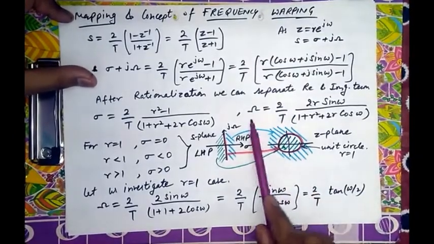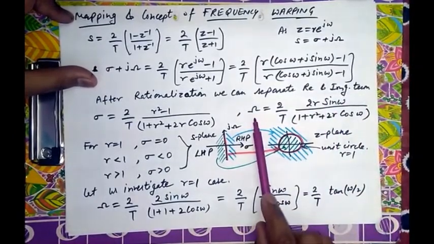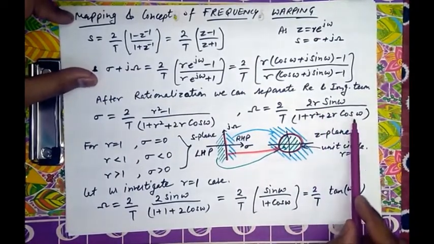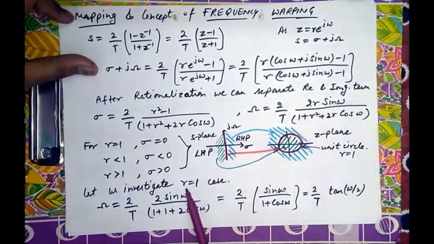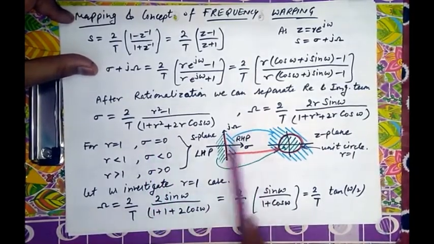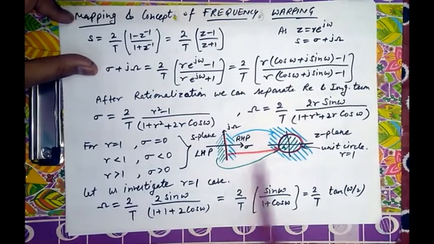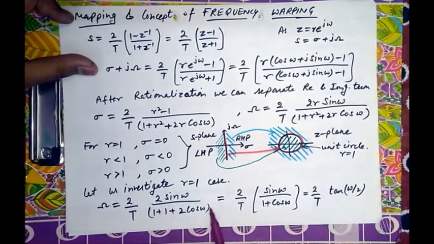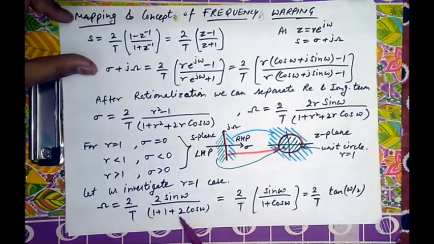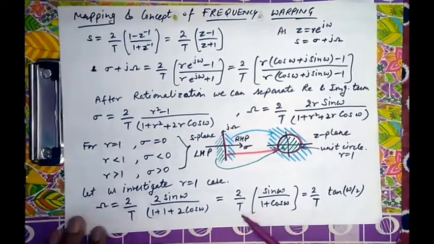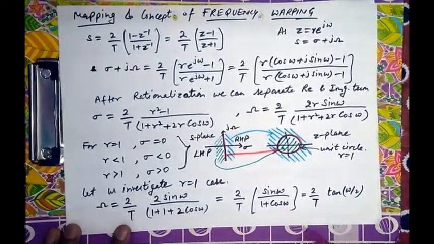For that concept we will use this relation: sigma + j omega = 2/T (2r sin omega)/(1 + r^2 + 2r cos omega). Putting the special case of r equal to 1, the critical case, sigma equals 0, and Omega becomes 2/T times sin omega over 1 + 1 + 2 cos omega, which is 2 + 2 cos omega. 2 can be taken out: 1 + cos omega, the 2 cancels out. It becomes 2/T times sin omega over 1 + cos omega.